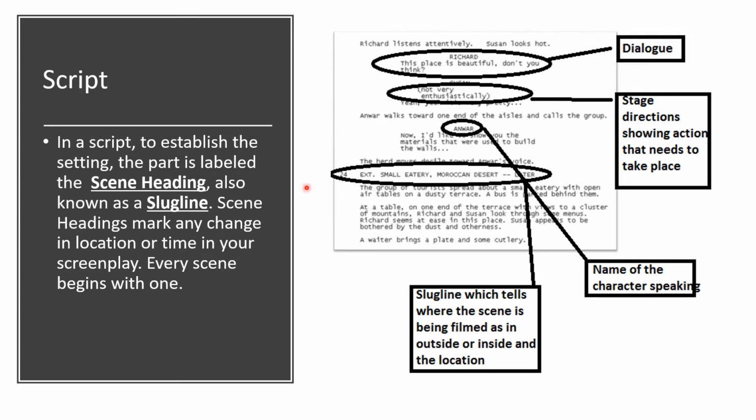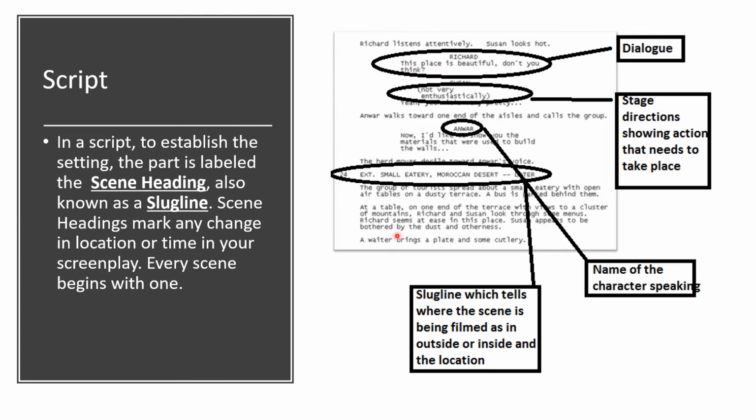This is an example of a slug line. You can see here that this is already scene 24. Scene 24 is happening outside, externally, exactly where? At a small eatery in a Moroccan desert. The time? Later than the time in scene 23.